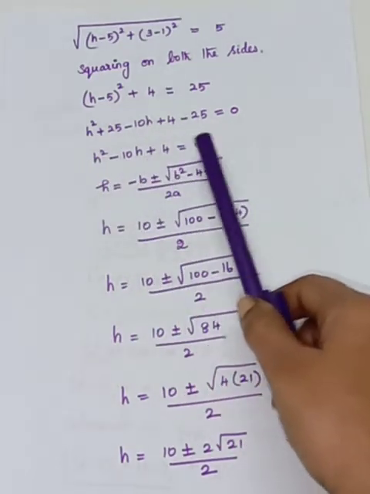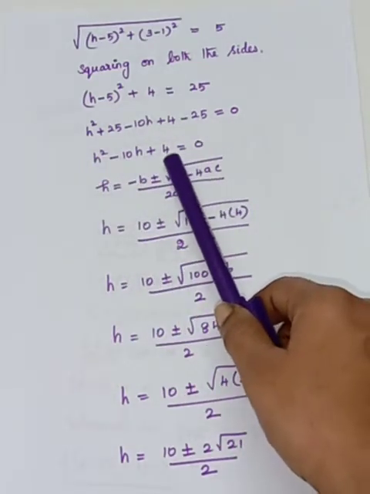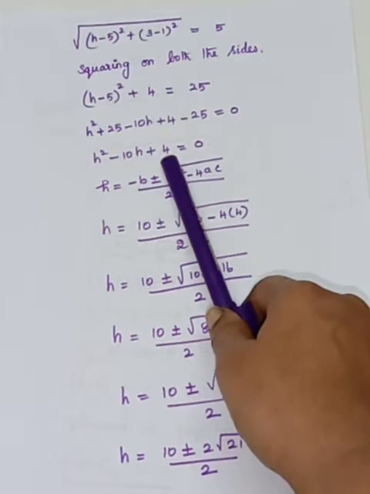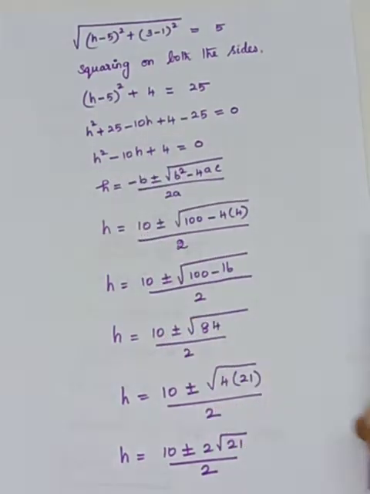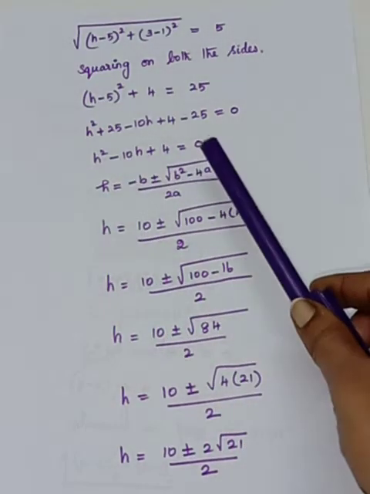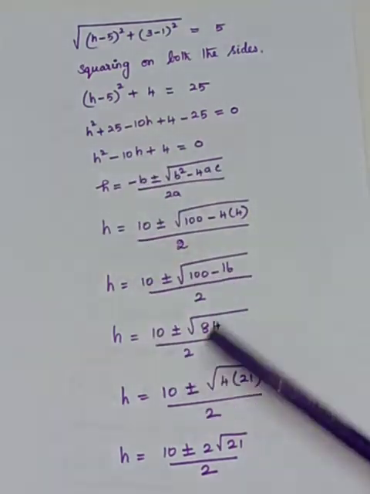So it's a quadratic equation. So you have to factorize this. The product is 4 and the addition is minus 10. So we can't factorize, so we are using this formula.